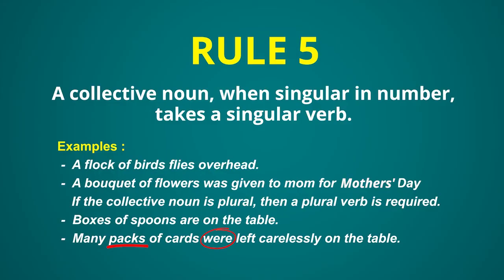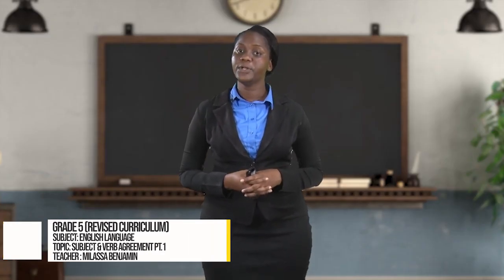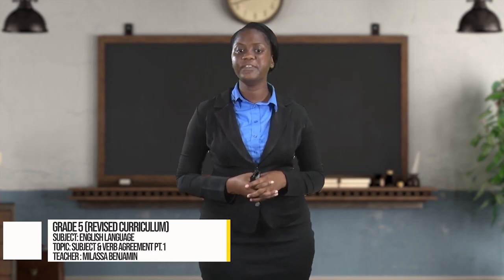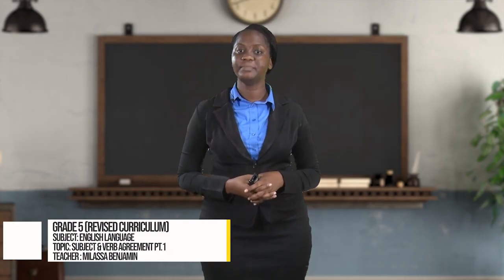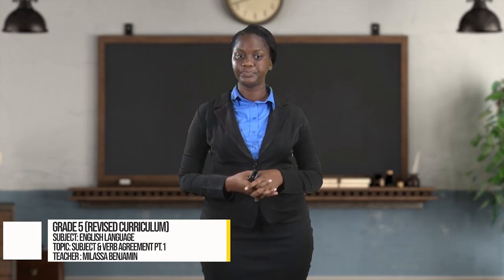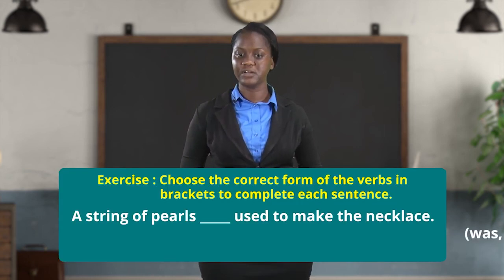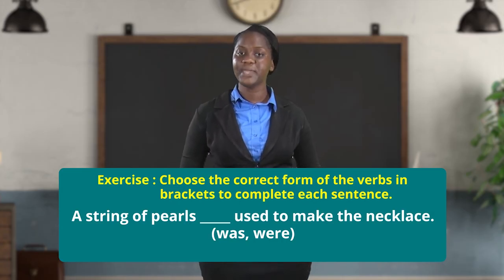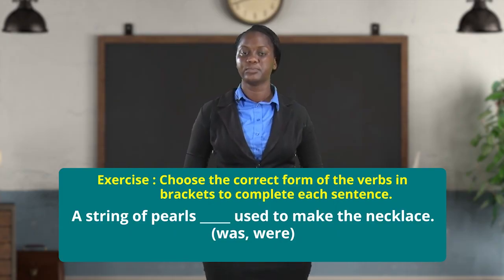So let's try an exercise. We will choose the correct form of the verbs in brackets to complete each sentence. These sentences will be based on Rule 5. Number 1. A string of pearls, something used to make the necklace.